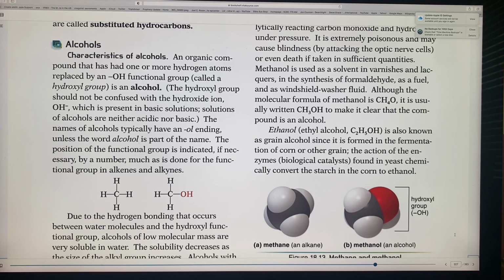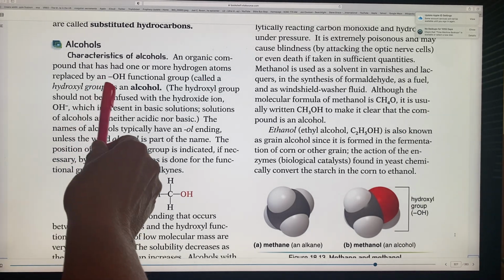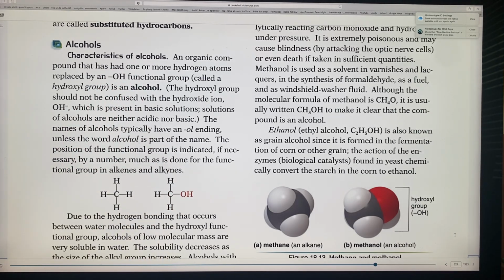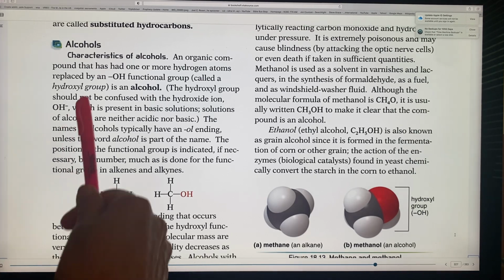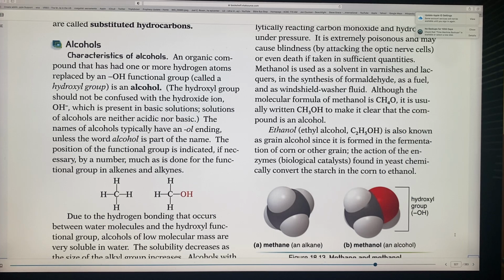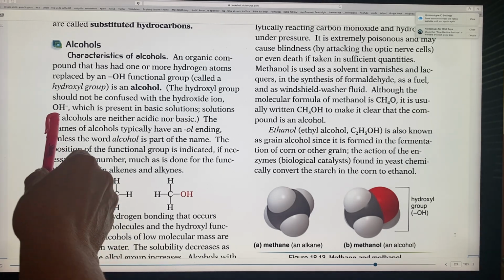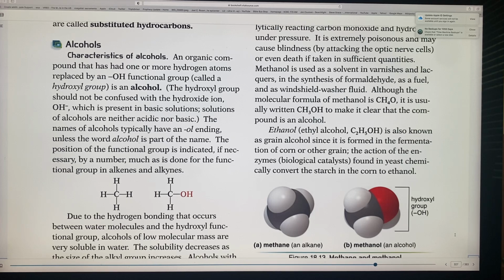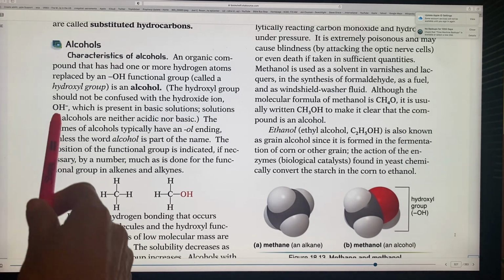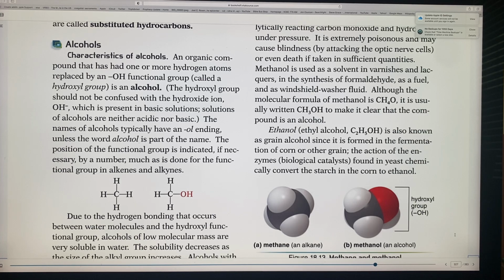So basically, alcohol replaces a hydrogen on a hydrocarbon with what's called a hydroxyl group, OH. Whenever you have an OH, right away, that's a type of alcohol, right? OH is called hydroxide because it's oxygen and hydrogen. But this hydroxyl group shouldn't be confused with the OH ion from when we were doing acids and bases, the hydroxide ion. We're not talking about that. We're going to be talking about the hydroxyl group, which means alcohol.